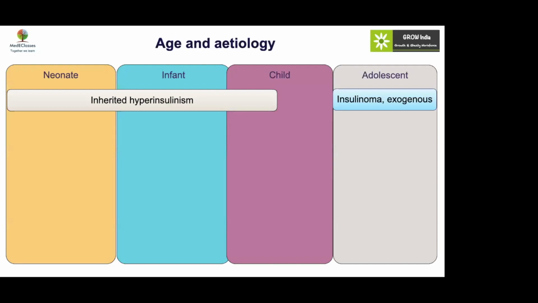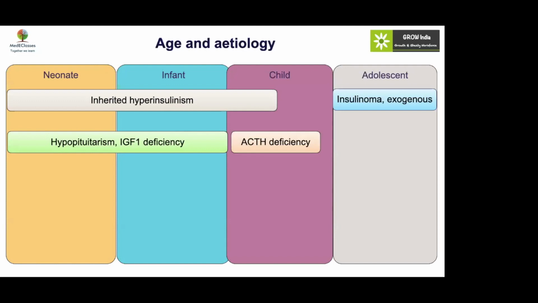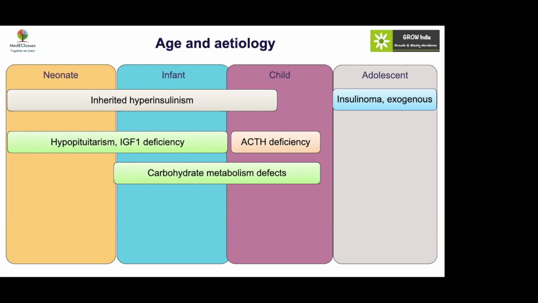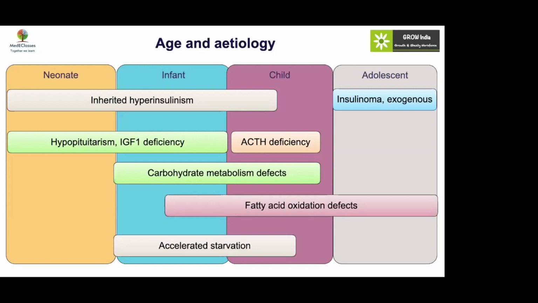If it's insulinoma, it will typically present around adolescence, very, very rare. Multiple pituitary hormone deficiency will present at birth, but can also present in the first year of life. ACTH deficiency typically presents at 2 to 5 years of age, particularly with ACTH resistance. Very importantly, glycogen storage disease does not present in the first month of life. They will typically present from 6 months of life onward, and fatty acid oxidation defects a bit later.